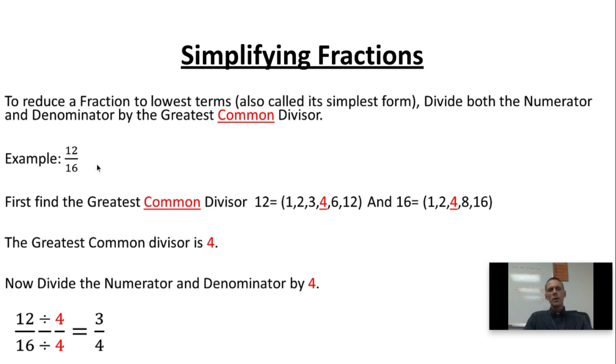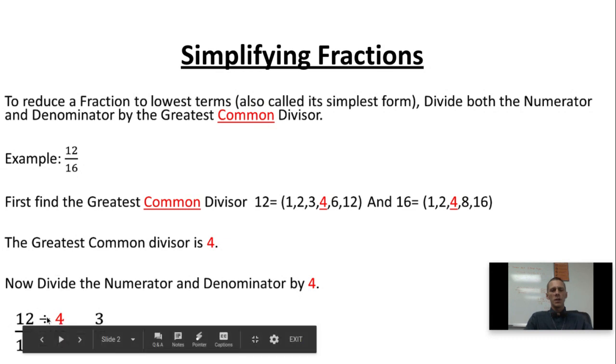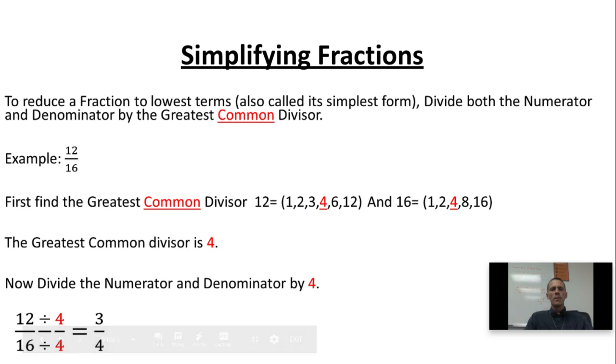So in order to reduce a fraction down and break it down, you have to use division. Now, to reduce any fraction down, you have to divide. Now, you have to find a number that they both have in common to divide into that fraction to break it down. So first, find the greatest common divisor.